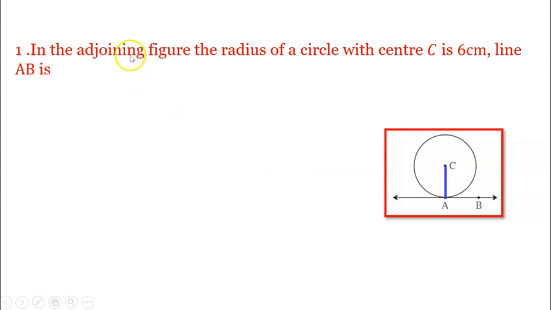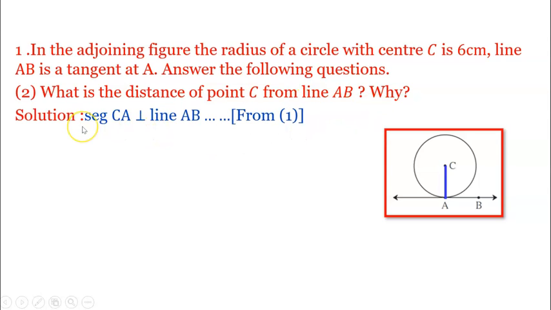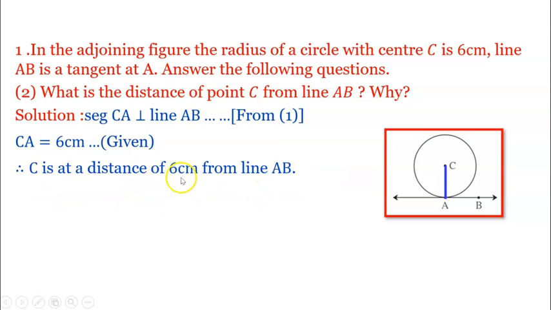Next, second question. What is the distance of point C from line AB and why? Now the solution. Segment CA is perpendicular to line AB. CA is equal to 6 centimeters, given. C is a point at a distance of 6 centimeters from line AB. Therefore, the distance of the point C from the line AB is equal to 6 centimeters, as CA is perpendicular to line AB.